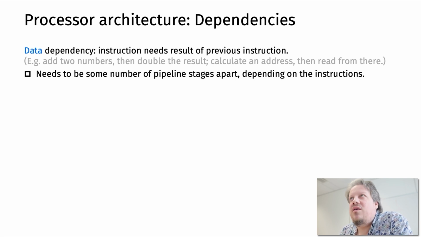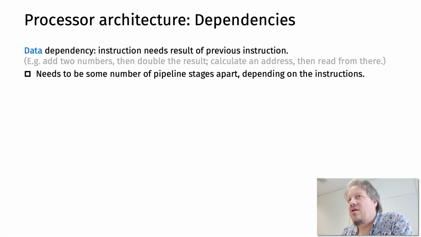And the first thing I want to talk about is dependencies, and in particular, two kinds of dependencies. The first is a data dependency, which is if an instruction needs the result of a previous instruction. So for example, if I have two numbers that I add, and then the next instruction says double that register, well then I need the sum before I can double it. If the first instruction calculates an address, and the second says read from memory from that address, then certainly you need to know the address before you can go read there. Instructions that have a data dependency between them need to be some number of pipeline stages apart, depending on what these instructions are. So you might have to briefly stall the pipeline for this to work out, but this is generally not a real disaster.